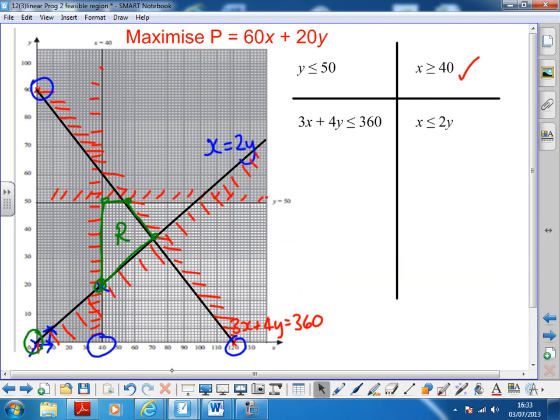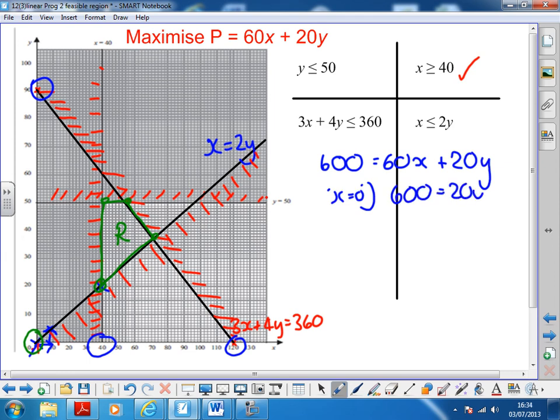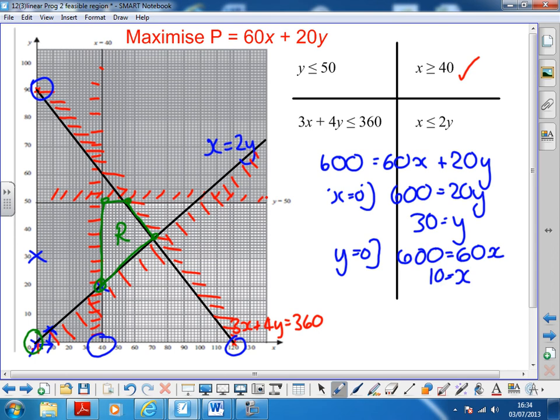What about 600? So we have 600 equals 60x plus 20y. When x is 0, 600 is 20y, so y is 30. That's there. And when y is 0, x is 10. That is there too.